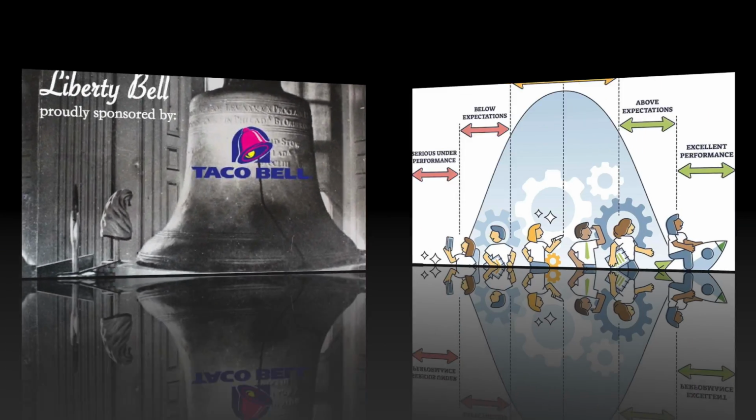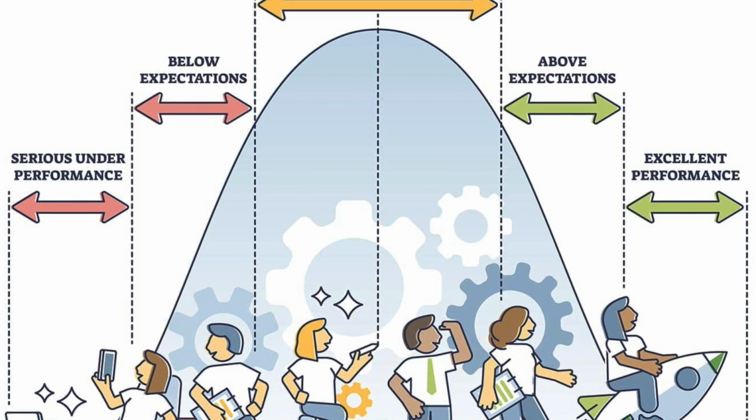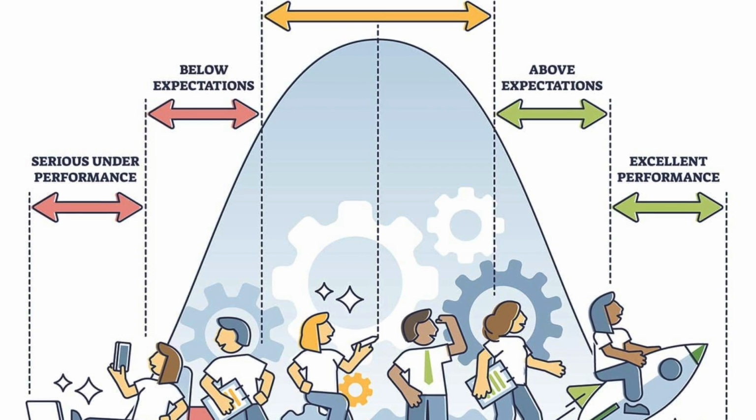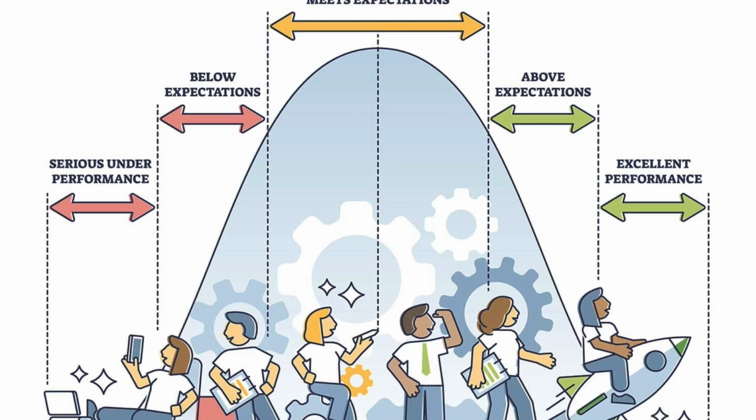But the concept of a bell curve is really to divide up data so that you have those below expectations and above expectations at the far ends of the bell curve, and then the most people, the average, are all in the middle, hence the large bump up.